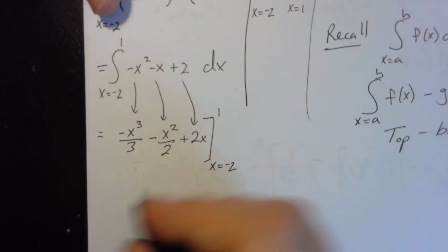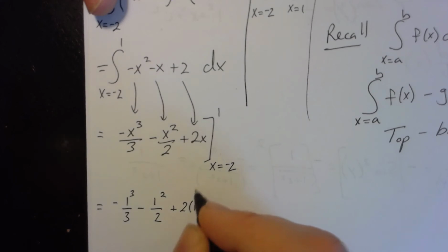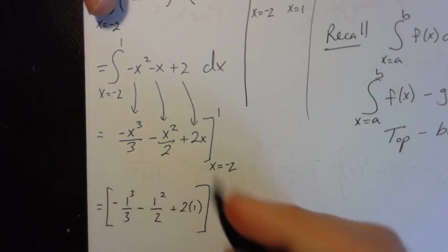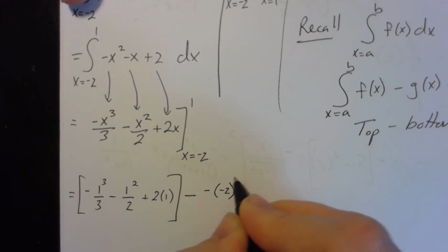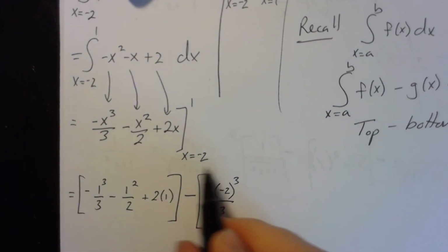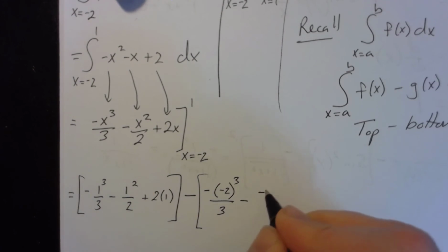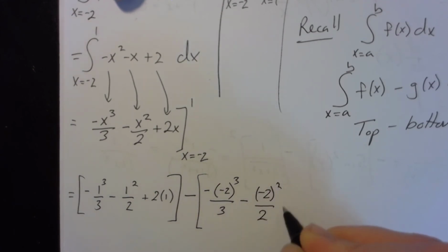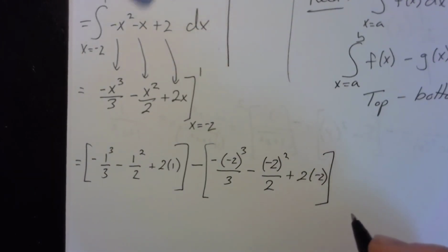And now we'll plug in 1 to start, giving me negative 1 cubed divided by 3 minus 1 squared divided by 2 plus 2 times 1. That is me plugging in 1. Minus, I'm subtracting from that, me now plugging in negative 2. Now notice how I'm plugging in negative 2 very carefully with parentheses, and notice how I'm going to go ahead and put a block in front of, again, me starting that term. I have to be very careful about the notation that I use and the way that I use it so that I don't make any silly mathematical mistakes or arithmetic mistakes when I go to simplify this.